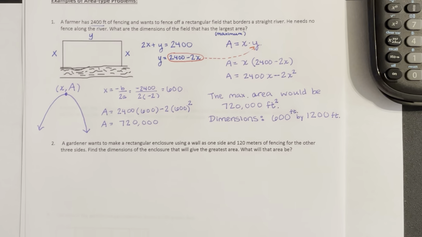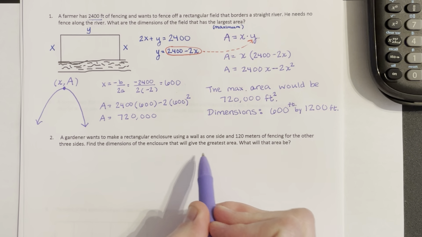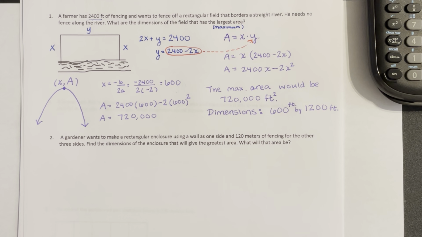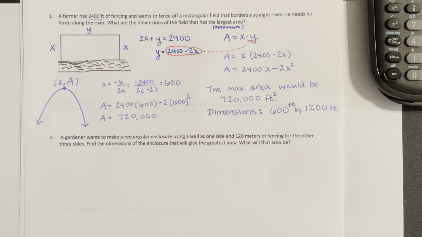The next one, a gardener wants to make a rectangular enclosure using a wall as a side and 120 meters of fencing for the other 3 sides. Find the dimensions of the enclosure that will give the greatest area, and what will that area be? So now we're kind of doing the exact same thing, but we didn't get a picture this time. So it's going to be helpful for us to actually draw our own picture.